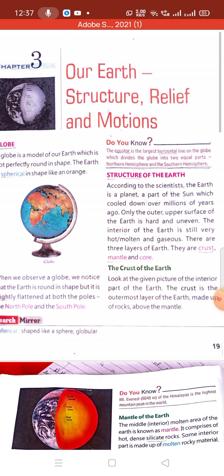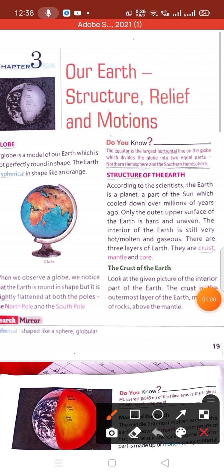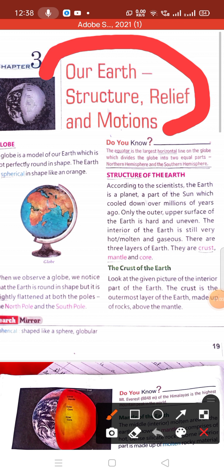In that syllabus, chapter 3, chapter 6, 7, 8, 9 and 10 are in our term 1 syllabus. Okay, 3, 6, 7, 8, 9, 10. These all chapters are in our term 1 syllabus. So, today's chapter is chapter number 3. Chapter number 3 is our earth structure, relief and motions.